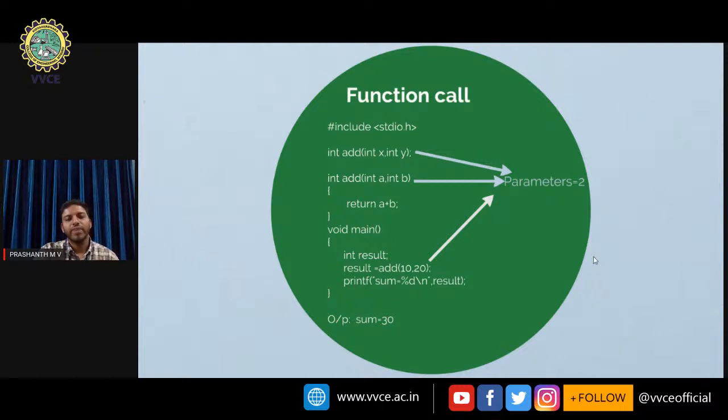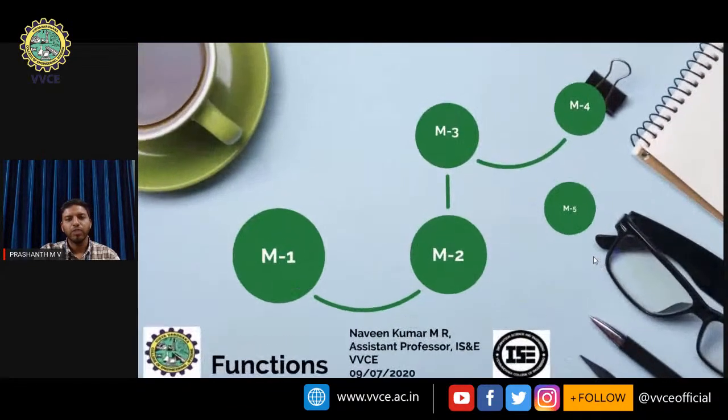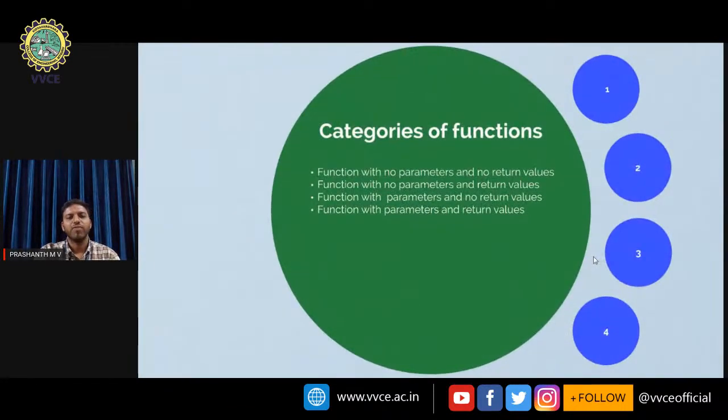So till now what we have seen are predefined functions, or library functions as we call them, and user defined functions. User defined functions are nothing but functions which the users create by themselves, or we call them PDFs also, that is programmer defined functions. I hope this function call is clear for you people. Next, we'll move on to the categories of functions.